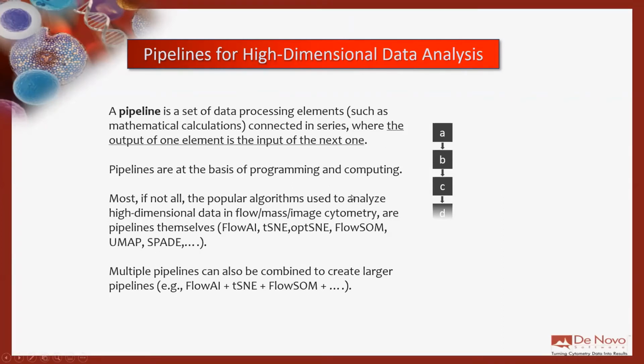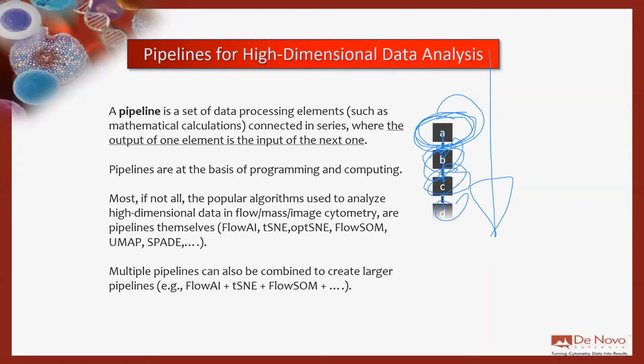So the pipeline is a set of data processing elements. Usually they are mathematical calculations. And the key point is that first, they are connected in series. So you have step 1, then you go to step 2, then step 3, then step 4. So they are executed one by one. The second key point is that most of the time, the output of one step, so the data generated by step A, in this case, is usually the input of step B. And the output of step B is the input of C, and so on and so on.